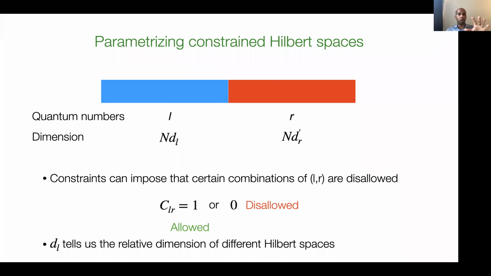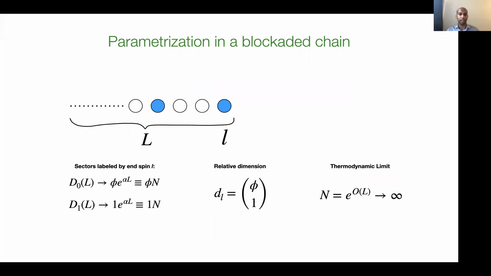Just to make this a little more concrete, let's look at the blockaded chain again. The blockaded chain, if you remember, has no up on neighboring sites. Now I have a chain of size L, and I add an additional spin onto the end and ask how the Hilbert space grows. If you're in a completely unconstrained 2-level system, your Hilbert space just doubles because you have up and down. But clearly in a constrained system, not all states are allowed. For example, if the end spin was up, then the spin you're adding cannot be up.